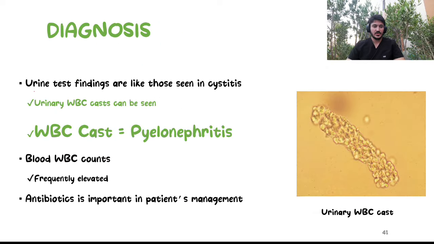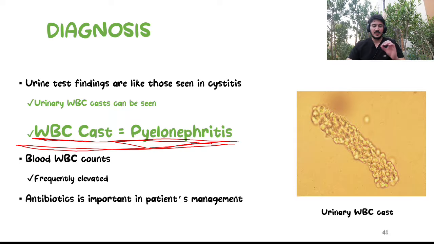So how do we diagnose? The way we diagnose is we do the same urine tests: urinalysis, urine microscopy, and urine culture. What are we going to see on urine microscopy? We're going to see the WBC cast. Very, very, very important to remember. WBC cast equals pyelonephritis until proven otherwise.